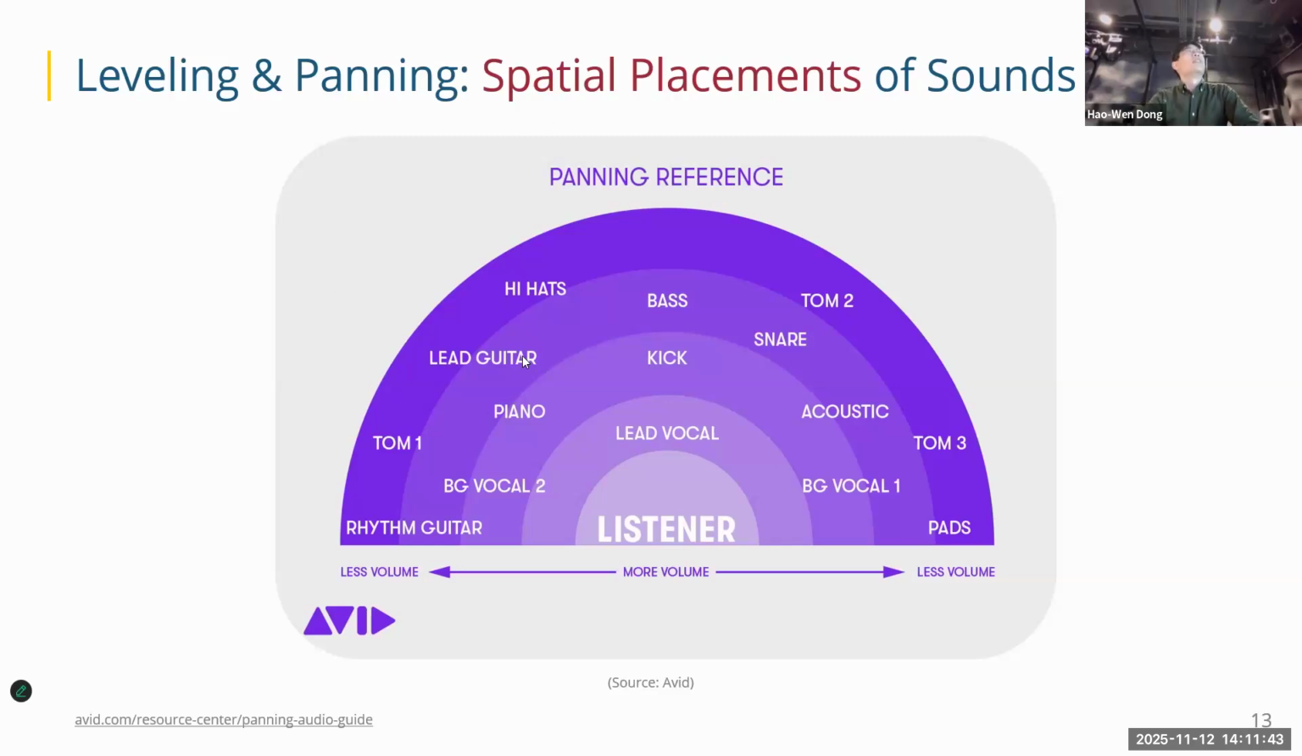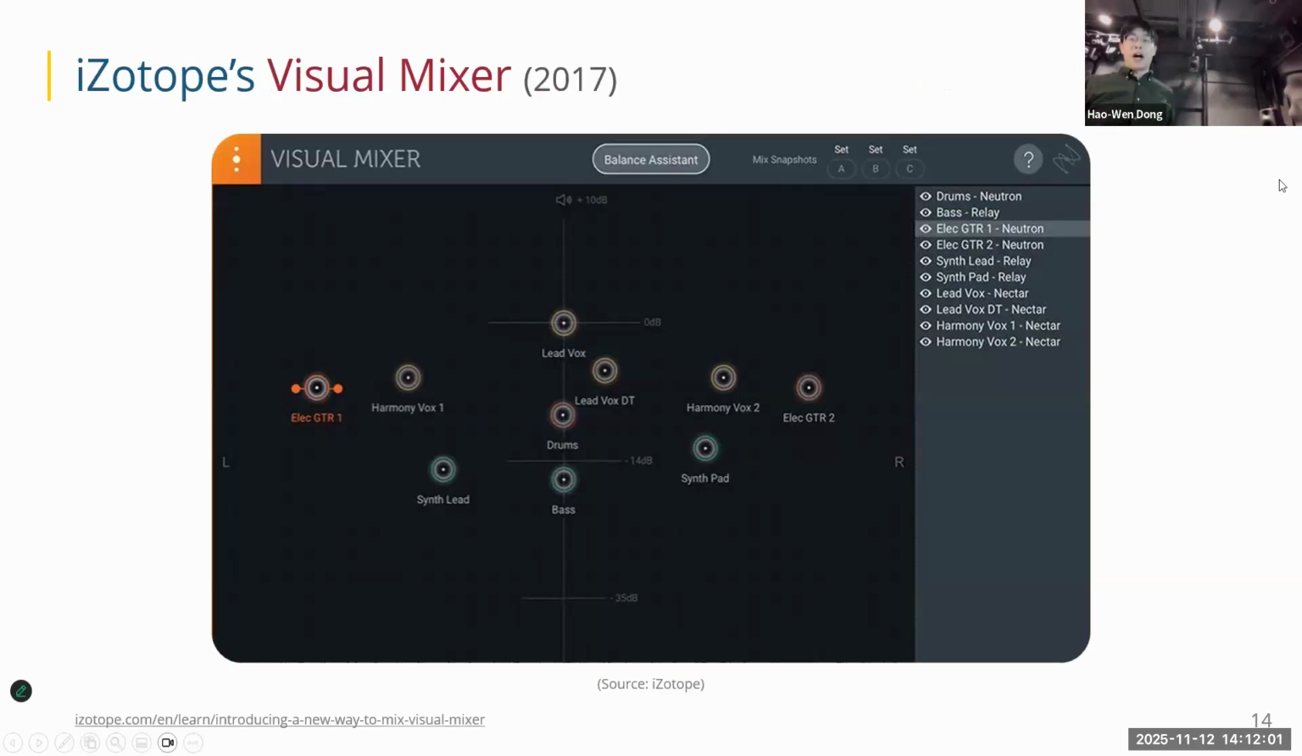So you could say lead guitar here, but you will have background vocals at the sides and kick drum in the center. That's the bass. But all the other drum sets will be at different places. So this is like a planning reference. That actually just translates to this visual mixer that we saw. This balance assistant is basically, once you click it, it will do some AI. And this is from 2019. This one is from 2017.